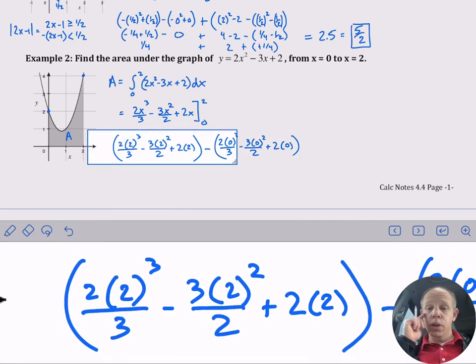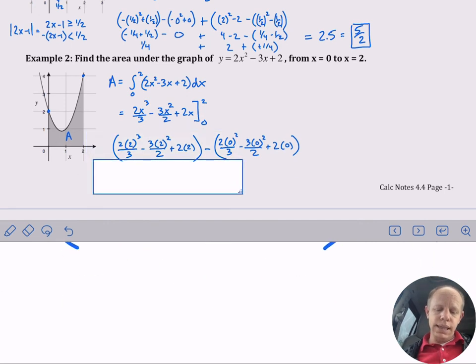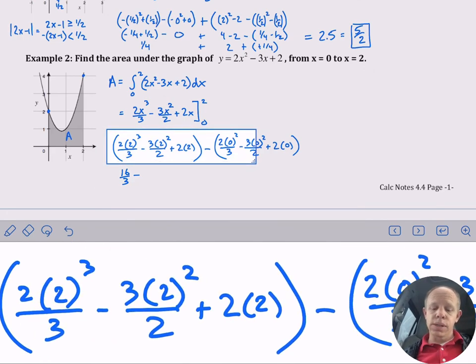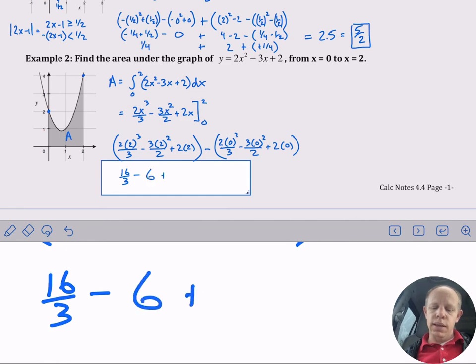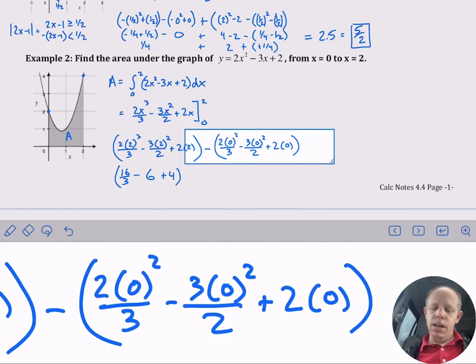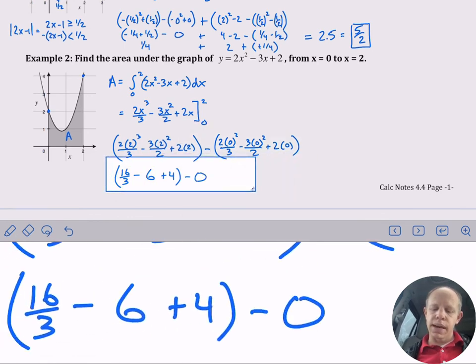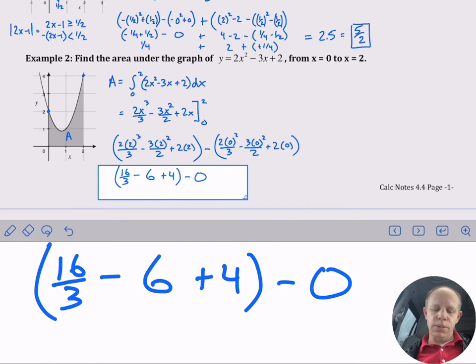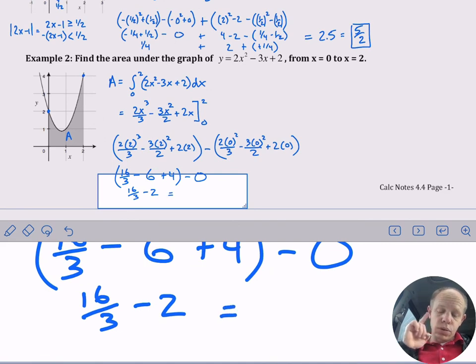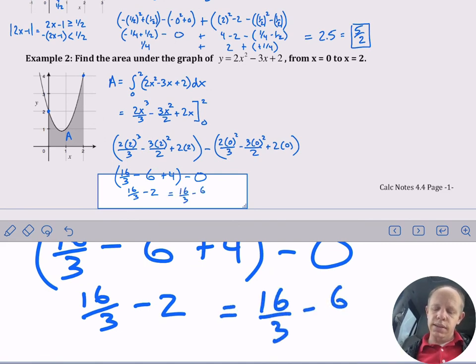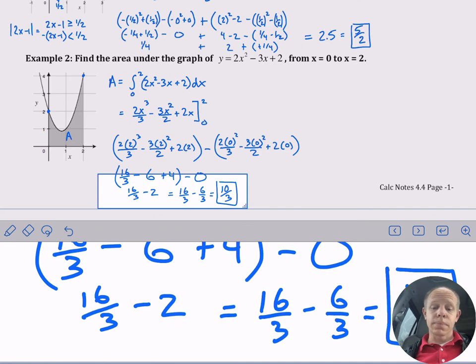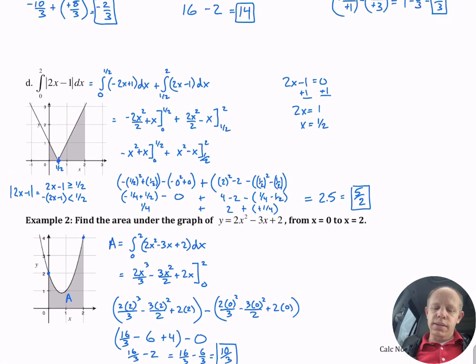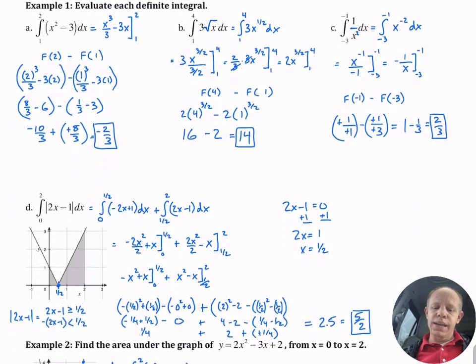Okay, so here we have 2 cubed is 8, times 2 is 16, so we have 16/3. Here we have 2 squared, which is 4, divided by 2 is 2, so 3 times 2 is 6, and then plus 4. And then all of this over here, when you plug in 0, you actually get 0, so that'll be minus 0. All right, negative 6 plus 4 looks like negative 2, and negative 2 is equal to negative 6/3, so 16/3 minus 6/3. And so overall, we get 10/3 for that area. All right, so that is the Fundamental Theorem of Calculus and how we can use it to find definite integrals.